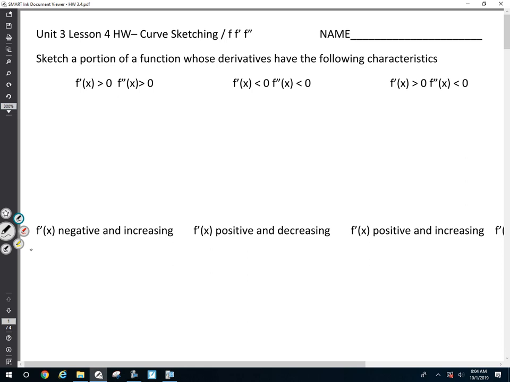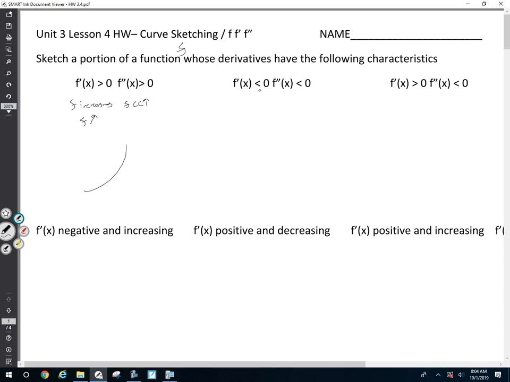All right, here's the last homework video for the unit. We want to sketch a portion of a function f whose derivatives have the following characteristics. If f prime is greater than 0, that means f prime is positive, and f double prime is positive. We should translate these into statements. So that is telling me f is increasing, or f is going up, while f is concave up. So going up, concave up, that.